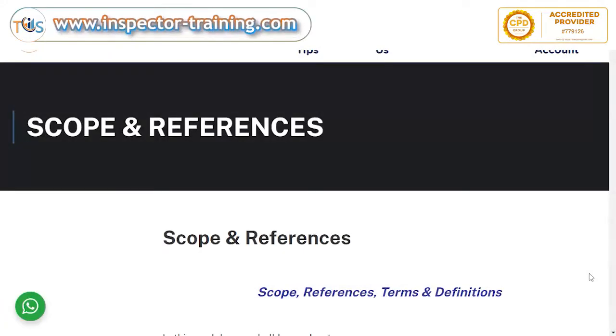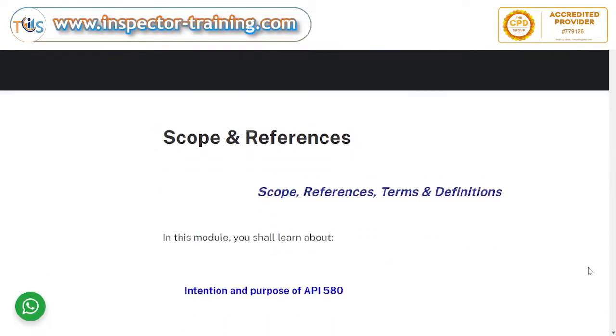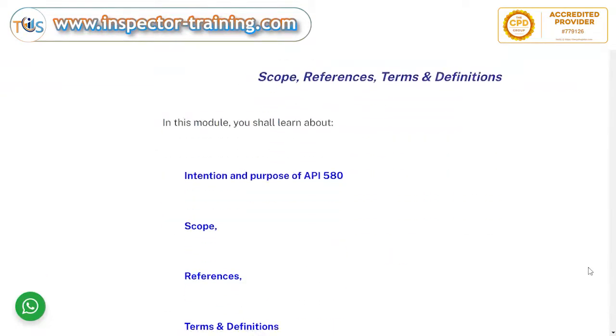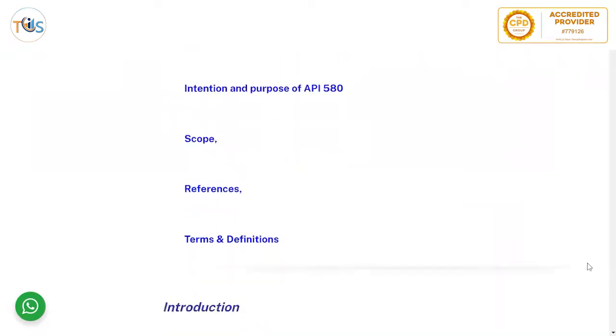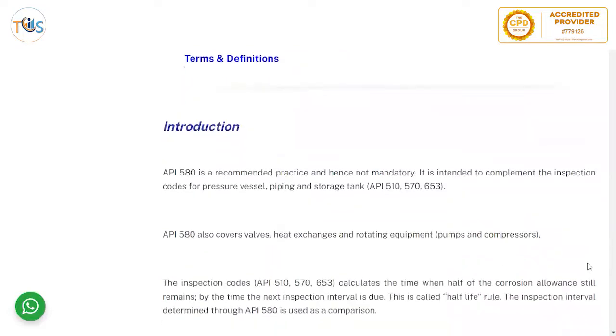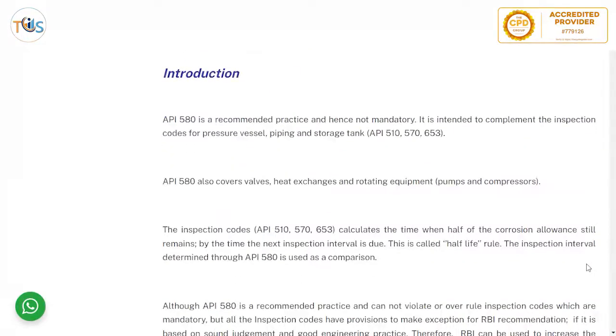Practice, risk-based inspection, scope and references, and terms and definitions. In this module, we shall learn about the intention and purpose of API 580, scope, references, terms, and definitions. API 580 is a recommended practice and hence not mandatory.